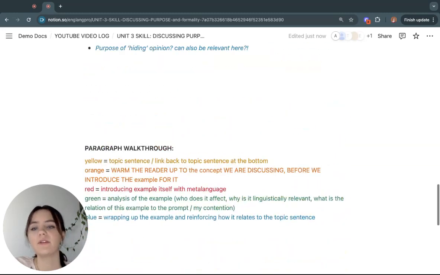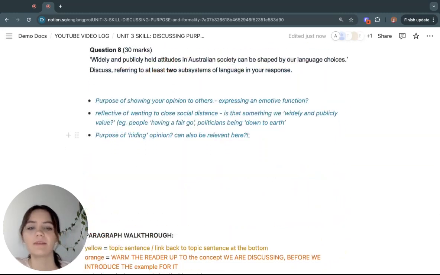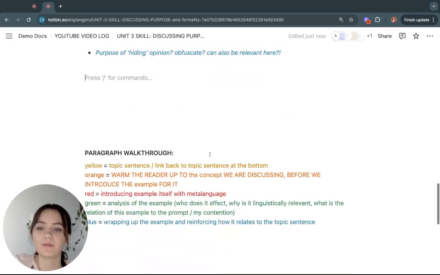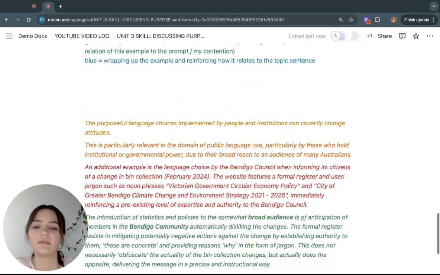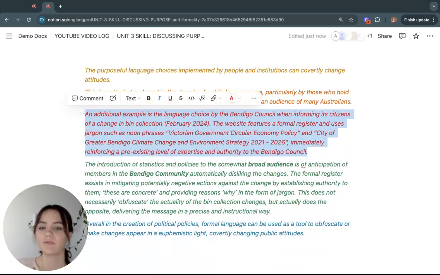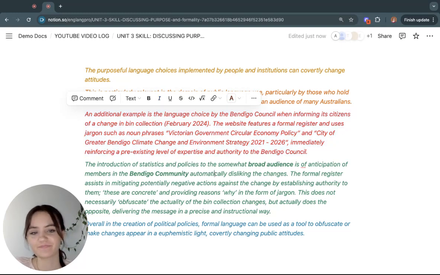And you can see here, if we're thinking, well, a lot of purposes may be potentially to hide opinion or to obfuscate, this can be relevant. And if you get a prompt that is discussing obfuscation, hiding opinions, you can pick up this part and then change up your green, change up your other elements, but already have versatile examples is what you should be looking for when you're thinking about how you can make it the easiest on yourself when you're hit with the exam.